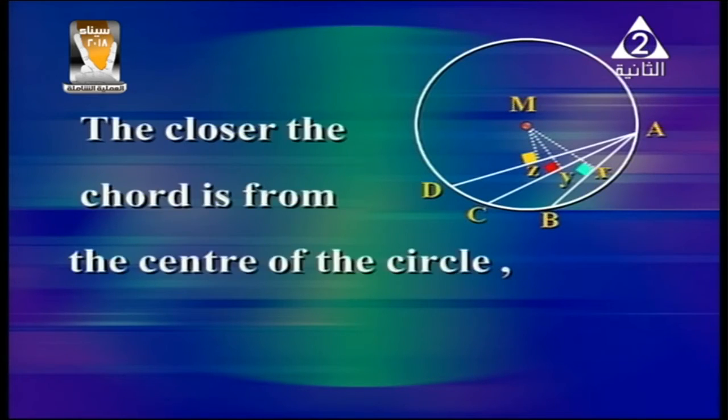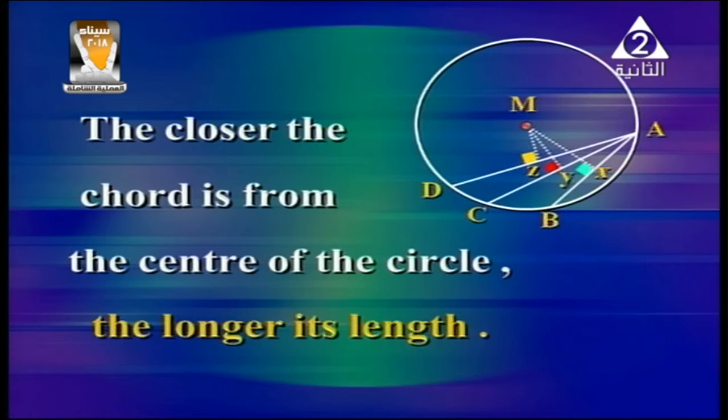This means that the closer the chord is to the center of the circle, the longer its length. It means when the chord is short, the distance is big. The chord becomes longer, the distance becomes shorter, and so on.